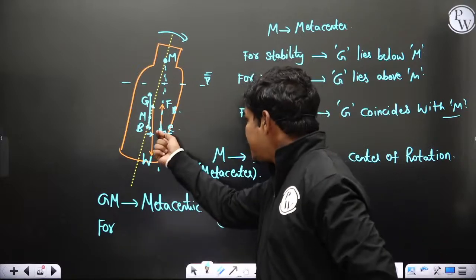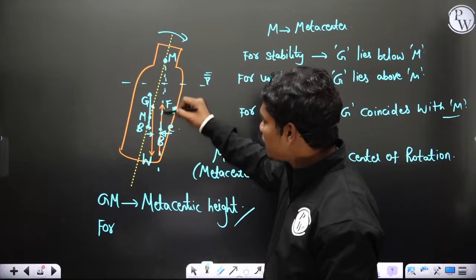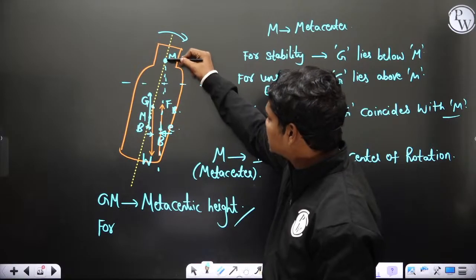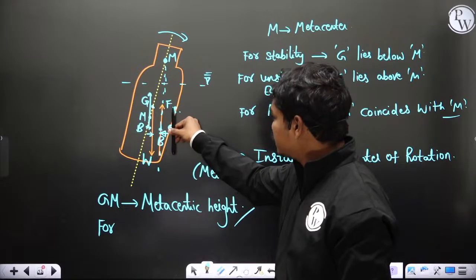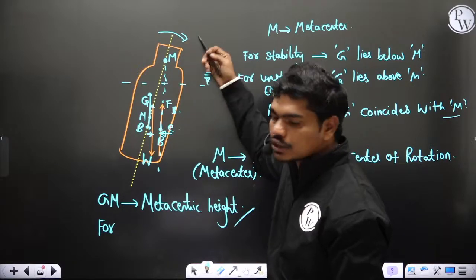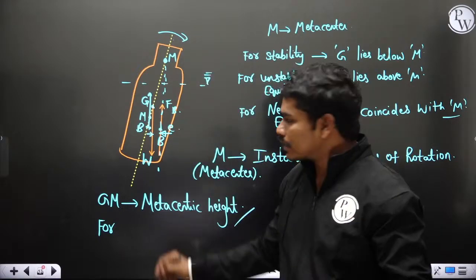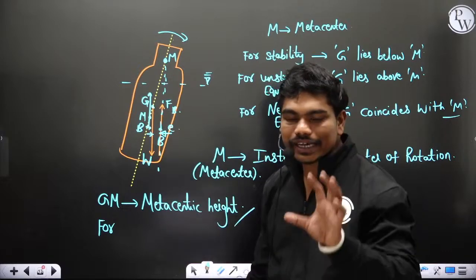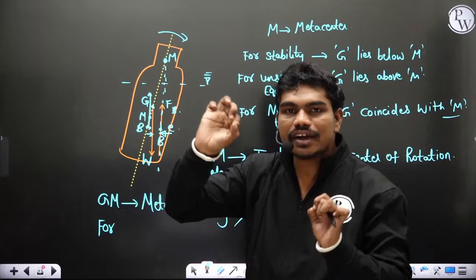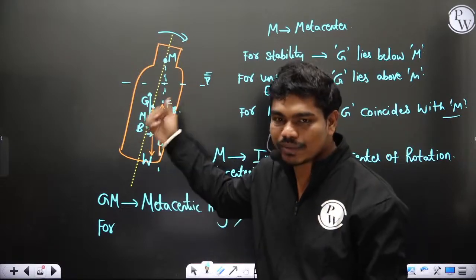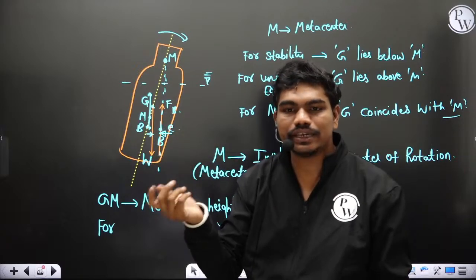Now, if E is increasing, let us suppose I shift this line of buoyancy slightly to the right, then this point will shift slightly to the top. Instead of intersecting here, the line will intersect somewhere higher. But G will remain constant. That means if the separation between G and M is high, then definitely stability is high. If the separation GM is low, then the stability is slightly low.